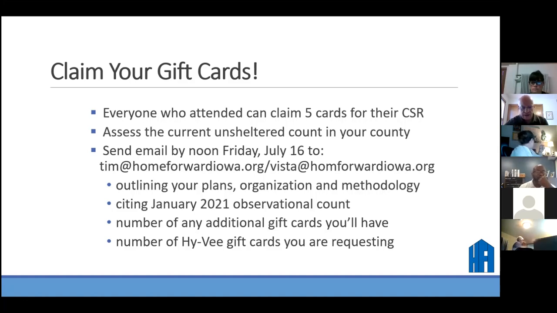Let's see, what else do we need to know? What questions arise, or what other suggestions do people have for things that you've tried that work? Whether it's relationships with law enforcement, or helping get the word out, or any way that you found to engage folks who might be otherwise reluctant to be interviewed. Any of the above.